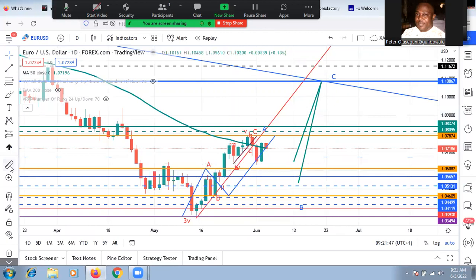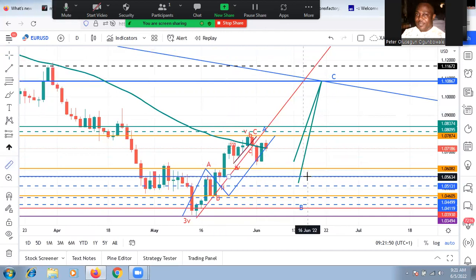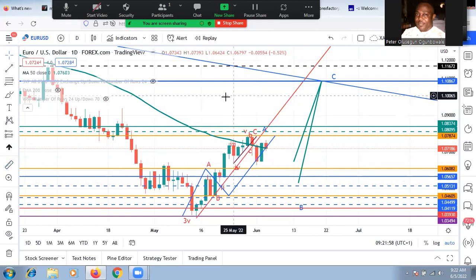Below it is just an assumption. You might not get to 61. That's about 30 pips below that, which you cannot bet on.